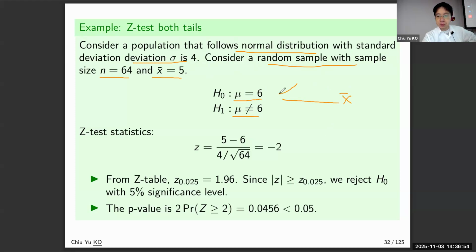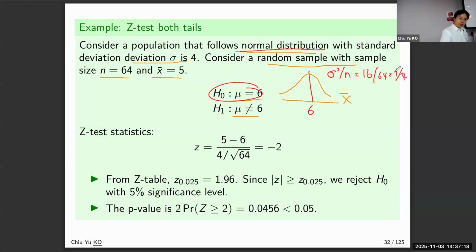Because the sample mean follows a bell curve, and under the null, it is centered at 6, okay? And this is normal, and the variance of the sample mean will be sigma squared over n, right? Which is 16 over 64, which is 1/4. So the question would be, is the data going to support the population mean equal to 6 or not? You collect data, you figure out that the sample mean is 5, which is somewhere here, okay?